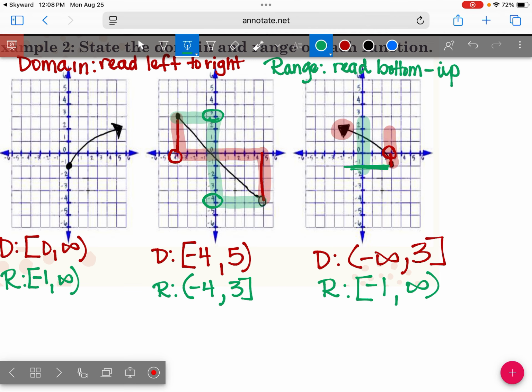All right, if you're starting with a closed circle, that's parentheses. And this one is closed. This is open, so that's a parentheses. And at the top is closed, which is why that's a bracket. All right, any questions so far? So that's example 2. Now let's talk about example 3.